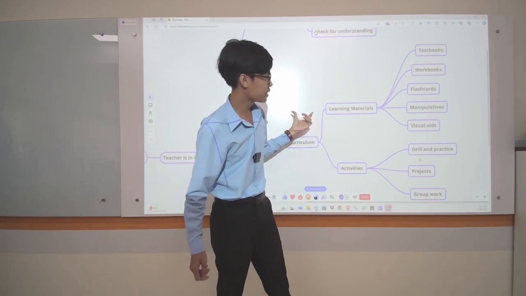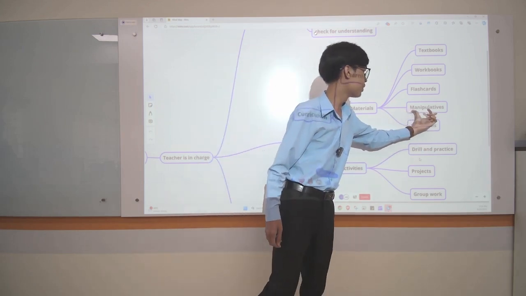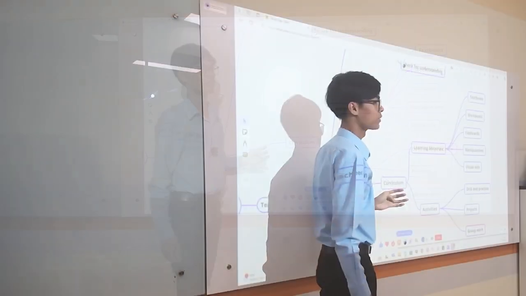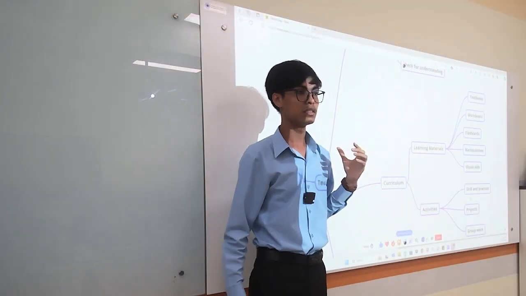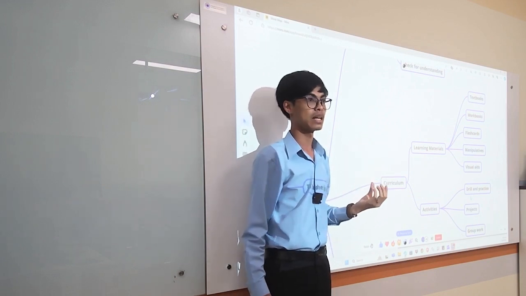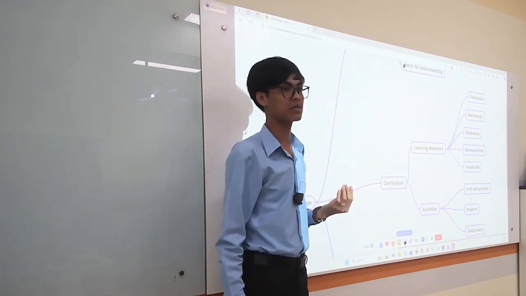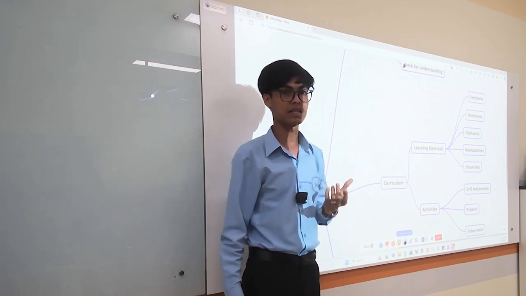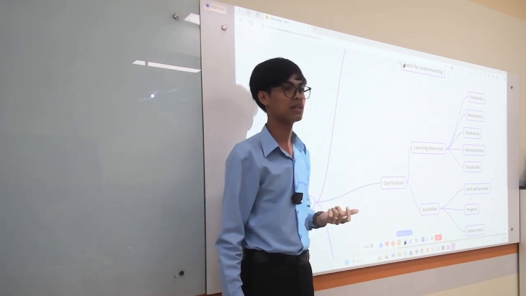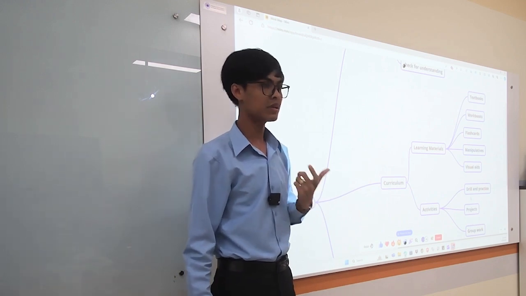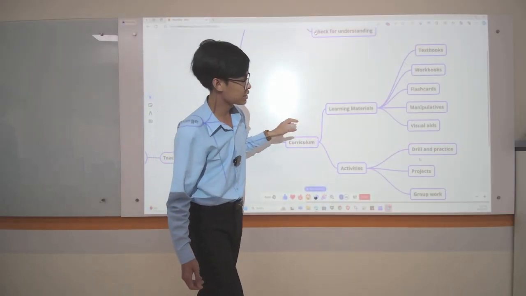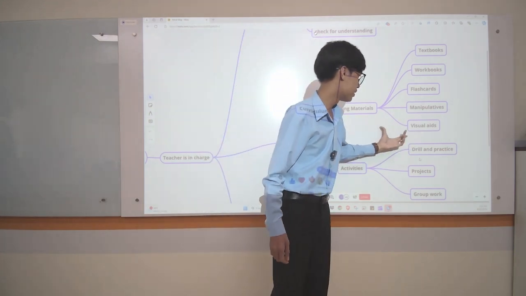The next one is manipulative. Manipulative can be the main material that the teacher has to produce to make sure everyone can understand our session or our unit. And the last one is a visual aid.